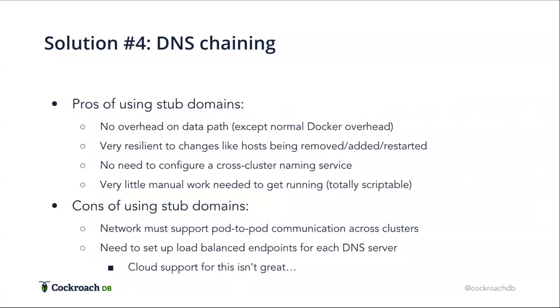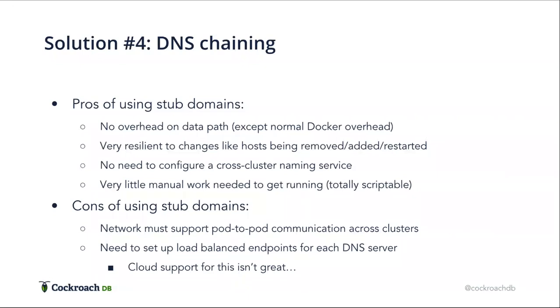There are some great pros to this. Like the direct IP communication between pods solution, there's no overhead on the data path other than that normal Docker overhead, which is tough to avoid. It's very resilient to hosts being added and removed. There's no need to configure a cross-cluster naming service. You're just using the built-in DNS. And there's actually no or very little manual work needed to get this running.